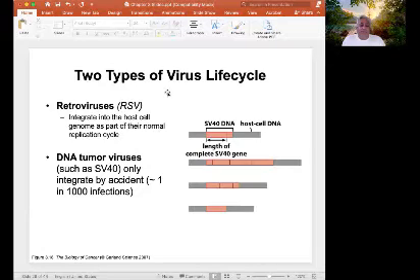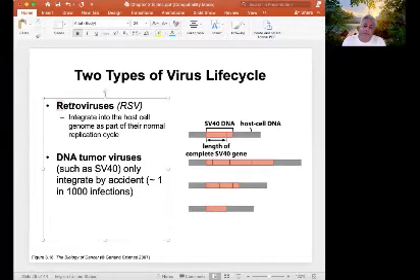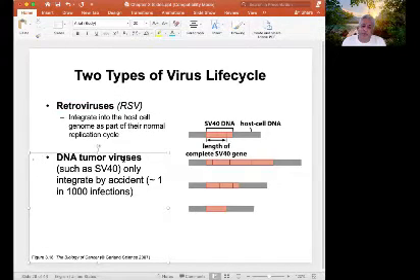The alternative to this mechanism is DNA tumor viruses. So RNA retroviruses do what we did on the previous slide. Now we're going to look at the second mechanism, and that's to do with DNA tumor viruses, right? And that would include SV40, right? We spoke about SV40 quite recently.